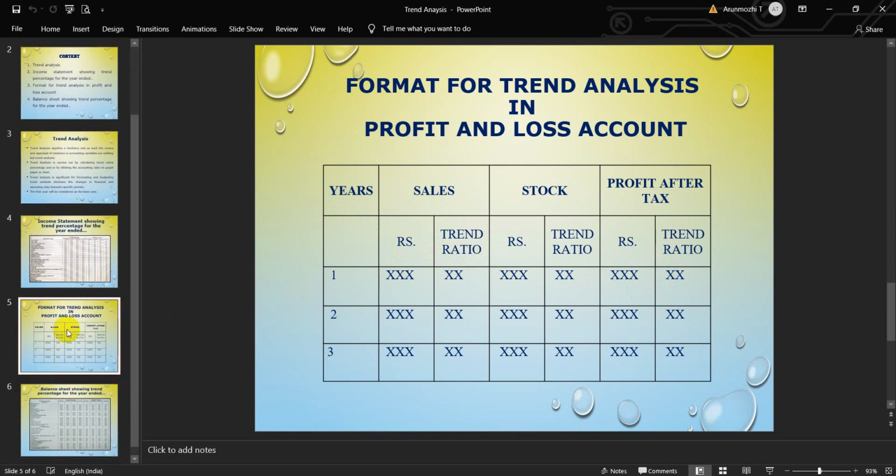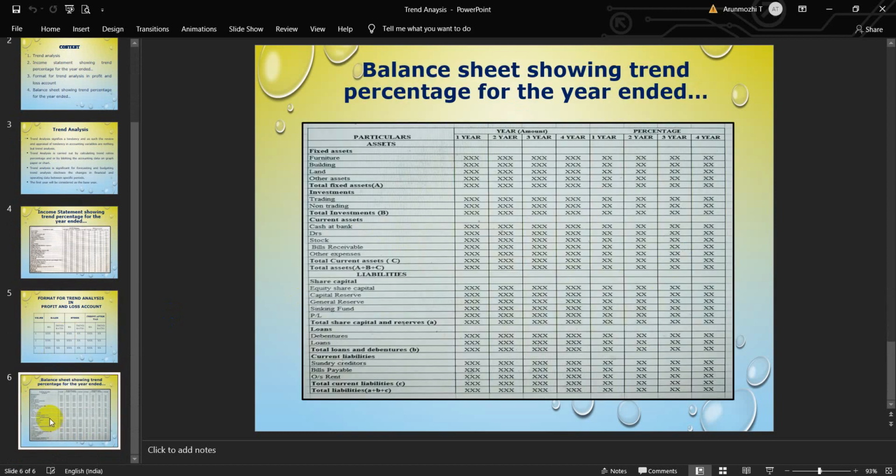Next, the format of balance sheet showing trend percentage for the year end. The trend percentage ratio can be computed by dividing each amount in the other financial statements by the corresponding item found in the base financial statements. It should be noted that the trend percentage or ratios are generally computed only for the items in the statement, as the primary objective is only to make comparison between items which are interrelated to one another.